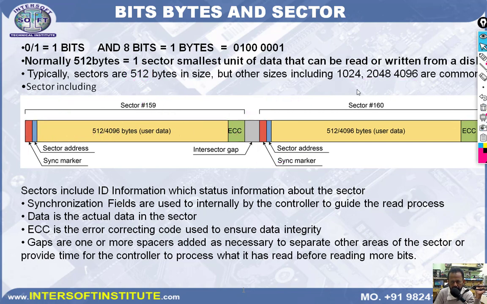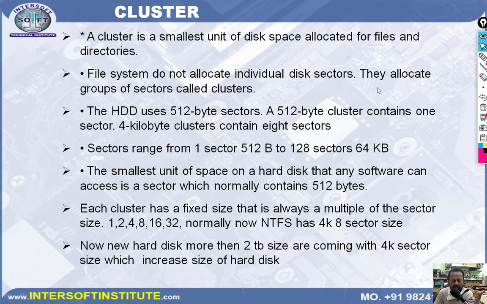Next, what is a cluster? A cluster is the smallest unit of disk space allocated for files and directories. File systems do not allocate individual disk sectors. They allocate a group of sectors called a cluster. If the sectors are 512 bytes, it will not take them one by one. It makes one group like this: 1, 2, 3, 4, 5, 6, 8 sectors of 512, then 8 times 512 is equal to our cluster size. This is your cluster.